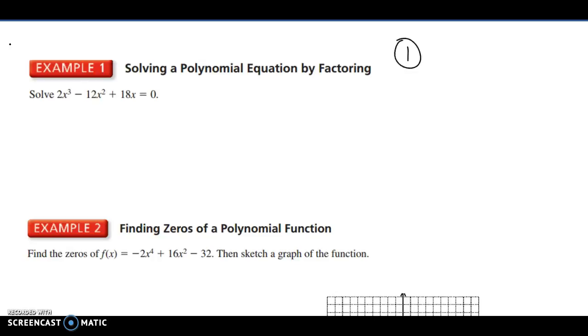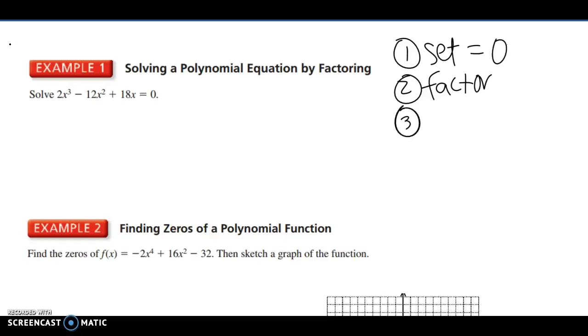The steps for this would be: set the equation equal to 0. Step 2 would be to factor. And step 3 would be to set each factor equal to 0 and solve. So let's take a look at the first one.